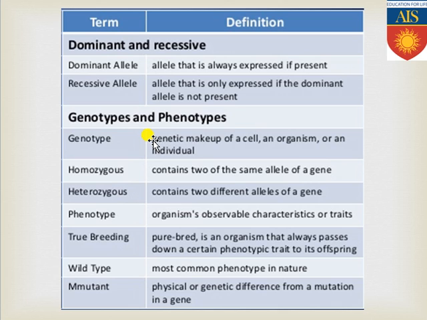Genotype is the genetic makeup of a cell or any organism or any individual. So the genetic makeup, or chromosomal makeup rather, of any organism or individual is called genotype. As an example, in case of a human male, the genotype is 44A plus XY, and in case of a female, 44A plus XX.